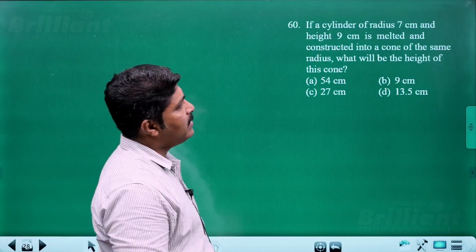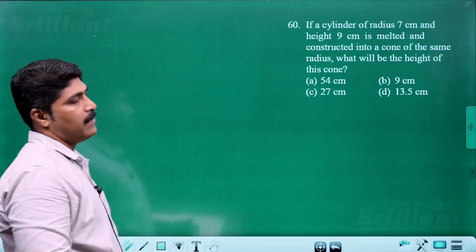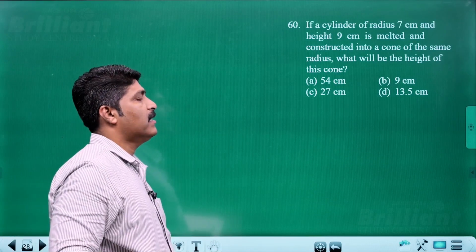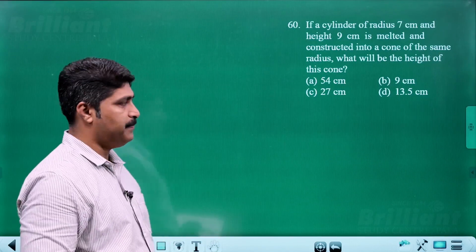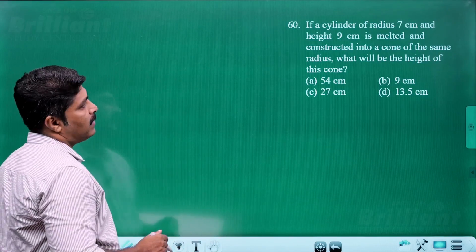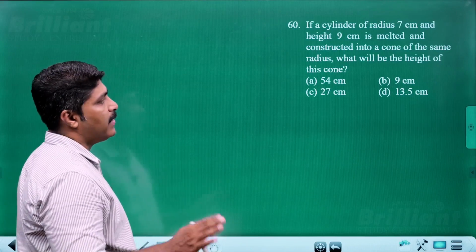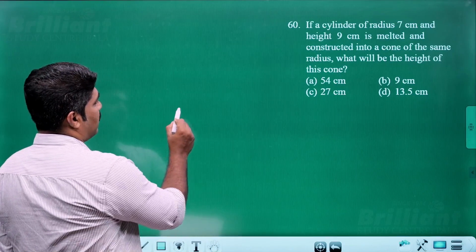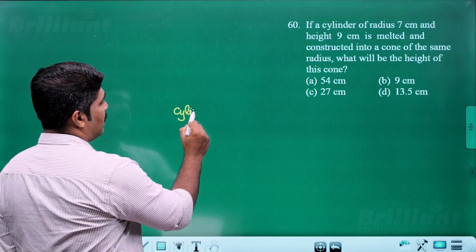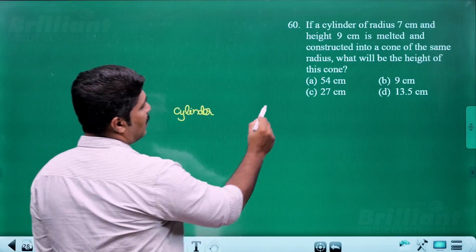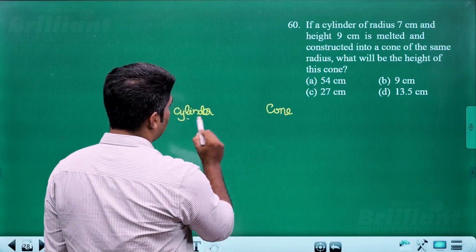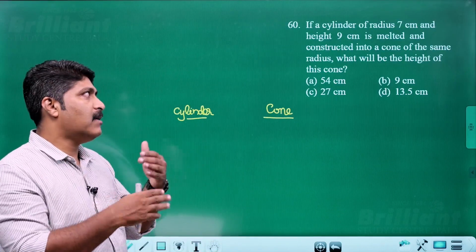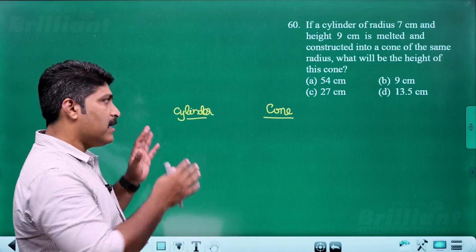If a cylinder of radius 7 cm, height 9 cm is melted and constructed into a cone of the same radius, what will be the height of this cone? So whenever we are considering figures like cylinder and cone, how will it become? Here we have to consider the quantities, cylinder and cone. What is the volume? Here we are melting it and forming another shape. There the volumes are the same.